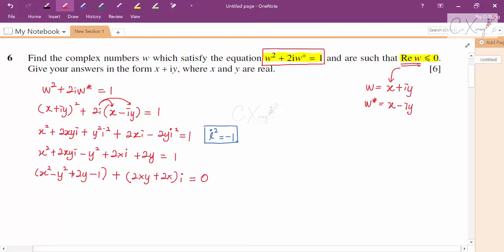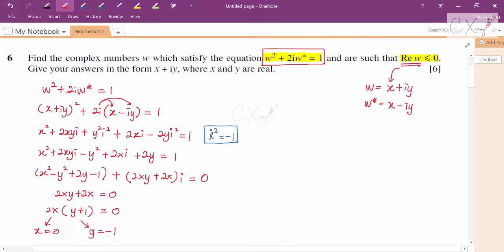From here, very obvious, I can form two equations. The first one I will use is the imaginary part here, 2xy plus 2x. The coefficient is equal to 0 because on the right hand side, everything is 0. So the coefficient of the imaginary part will be 0 as well. When I solve it, I'm having 2x times (y plus 1) equals 0. And if I solve, x will be equal to 0, then y is equal to -1.